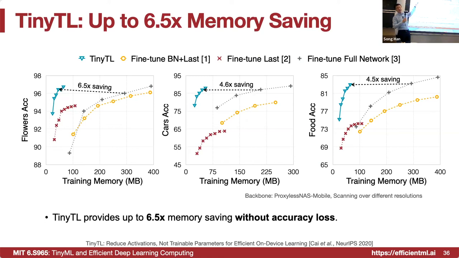Let's see the savings from this TinyTL, the Tiny Transfer Learning technique, across different data sets: flowers, cars, and food. For example, on flowers there is about 6.5 times saving in training memory, from about 300 megabytes to less than 100 megabytes. Here the red curve is fine-tuning the batch normalization plus the last layer, the other curve is fine-tuning the last layer only, and this gray curve is fine-tuning the full network. Here we are scaling the resolution, using higher and smaller resolutions, to get an entire trade-off curve. We can see TinyTL significantly outperforms other methods on diverse data sets, ranging from 4x to about 6x.